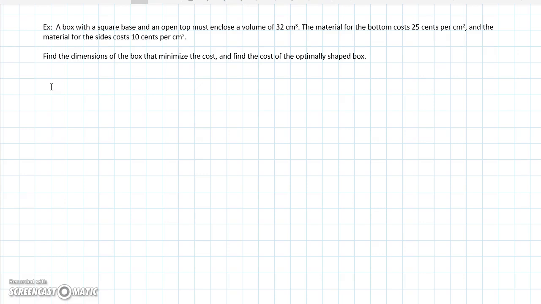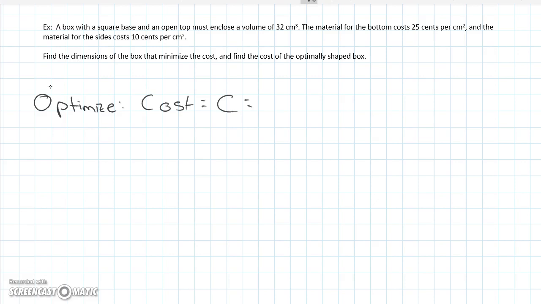We've got some information here, and we want to turn that into a constraint and a function to be optimized. So first we want to say we want to optimize, and it would be the cost, right? Minimize the cost. So the cost would be, let's call it C. And what's that going to be? Well, I guess we need to maybe draw a picture.